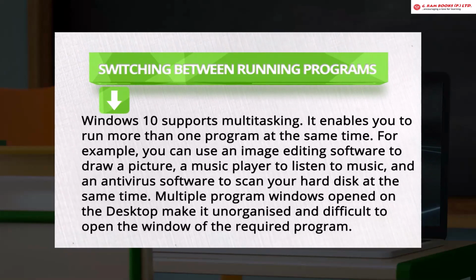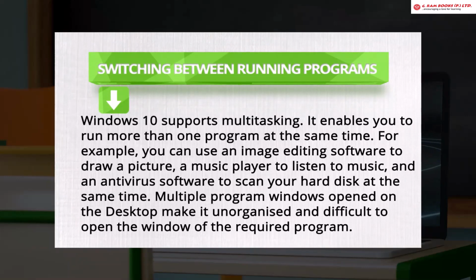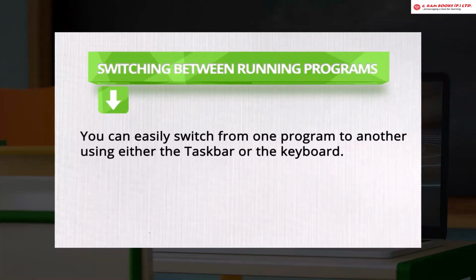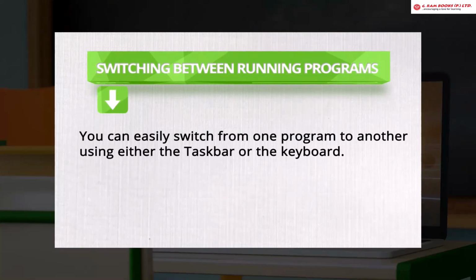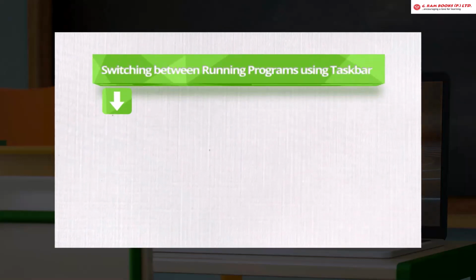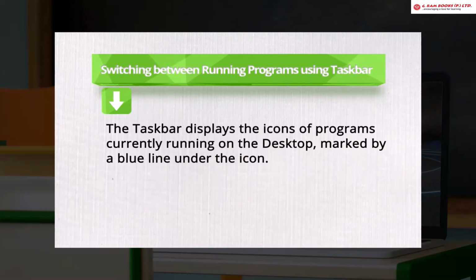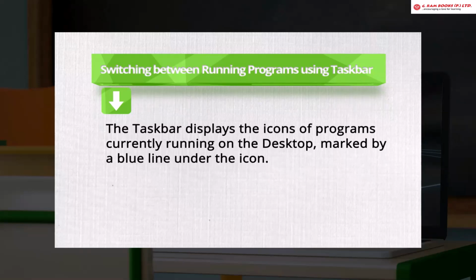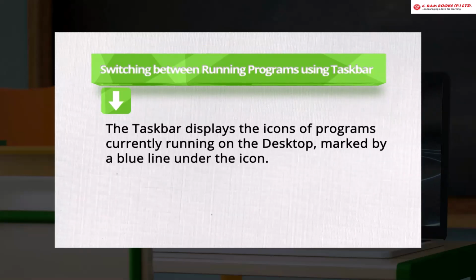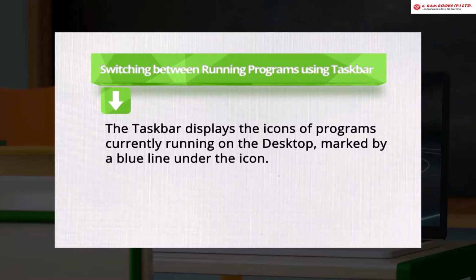Multiple program windows opened on the desktop make it unorganized and difficult to open the window of the required program. You can easily switch from one program to another using either the taskbar or the keyboard. Switching between running programs using the taskbar. The taskbar displays the icons of programs currently running on the desktop, marked by a blue line under the icon.